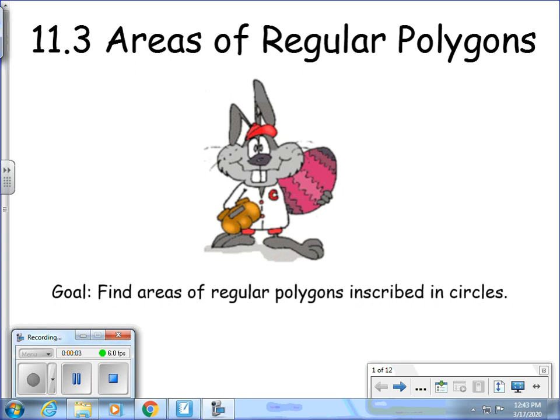Hey everyone, today we are going to learn 11.3, which is areas of regular polygons. So our goal today is to find areas of regular polygons inscribed in circles.